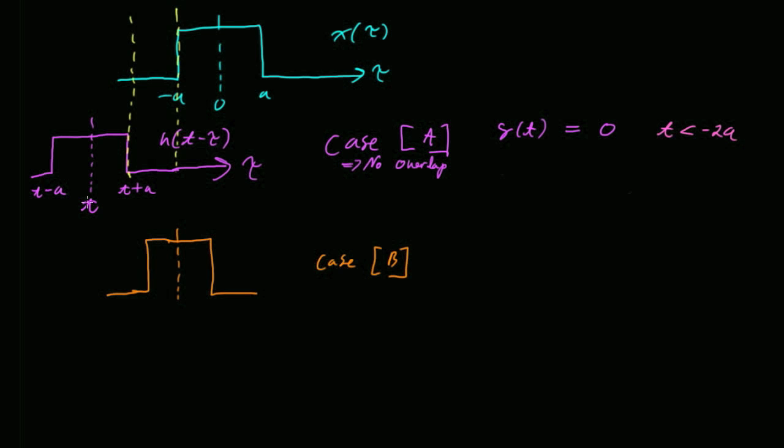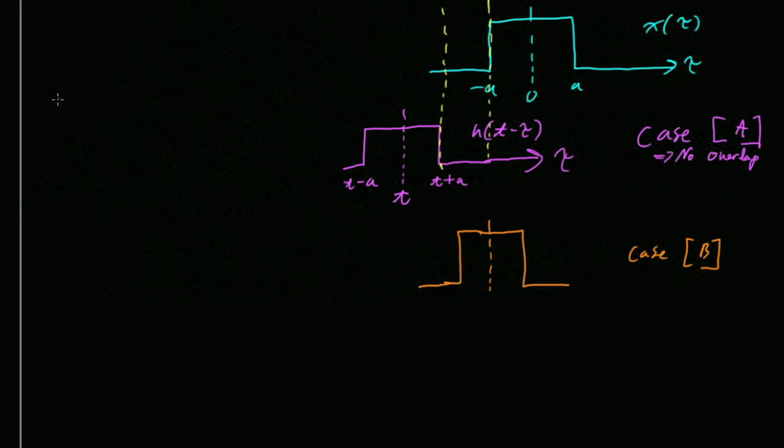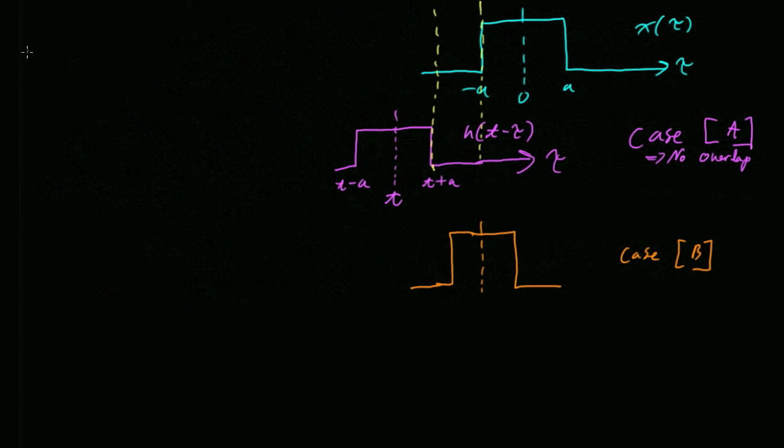Okay, so in case B, what am I going to get? What do I get when I multiply those two functions together? Partial overlap. I've got a partial overlap. So remember, again, scratch space. The convolution integral is the integral of x of tau, h of t minus tau, d tau.